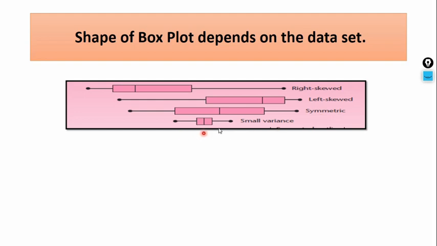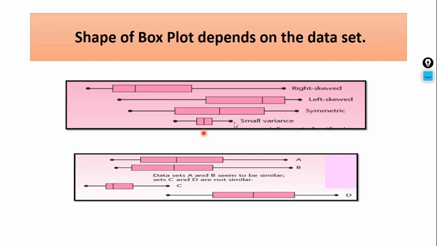If we get a shape like this, it means we have a small variance, a small spread. Let's check in this picture. You can see two data sets, A and B. Data sets A and B seem to be similar, but what can we say about sets C and D? Sets C and D are not similar. In this data set we see a small variance, but in this data set a large variance.